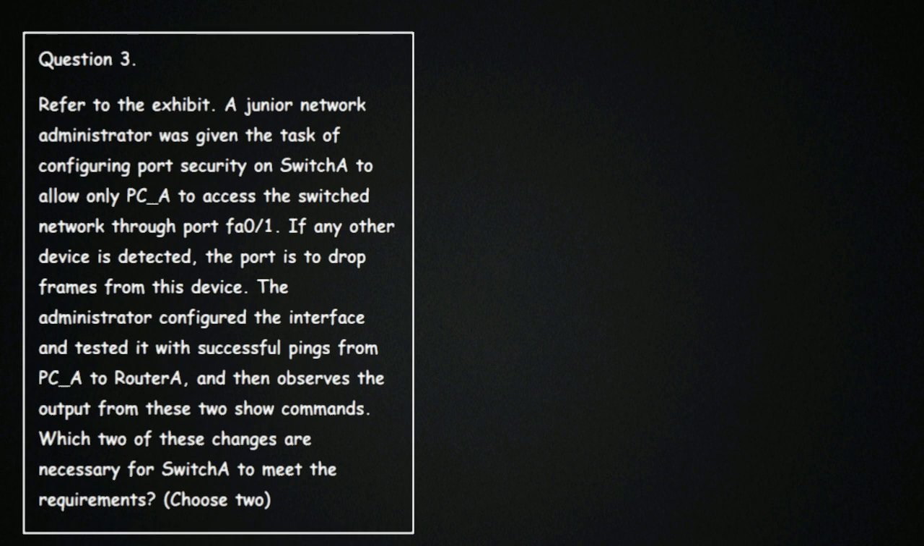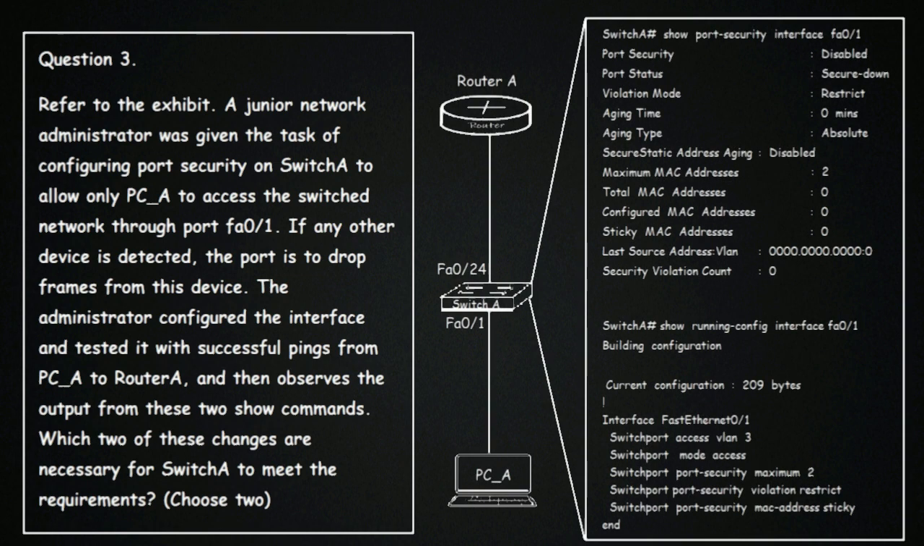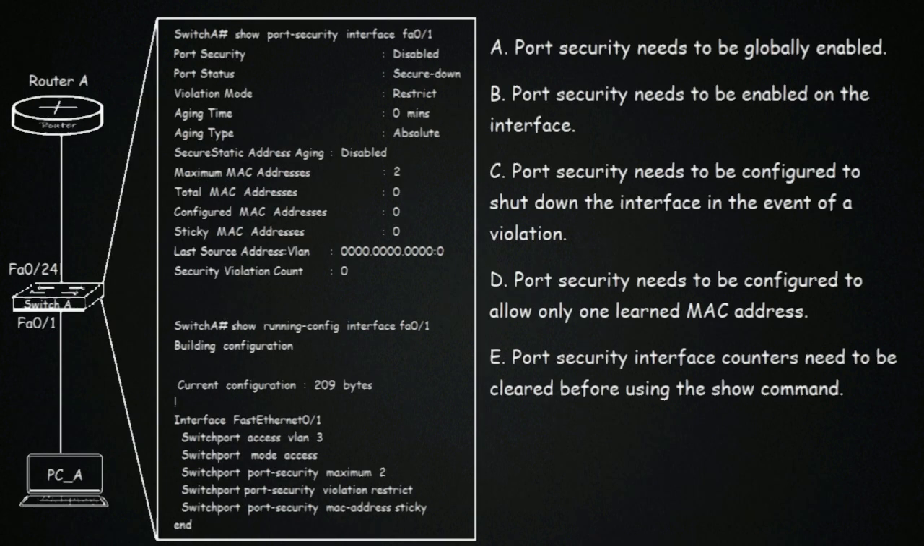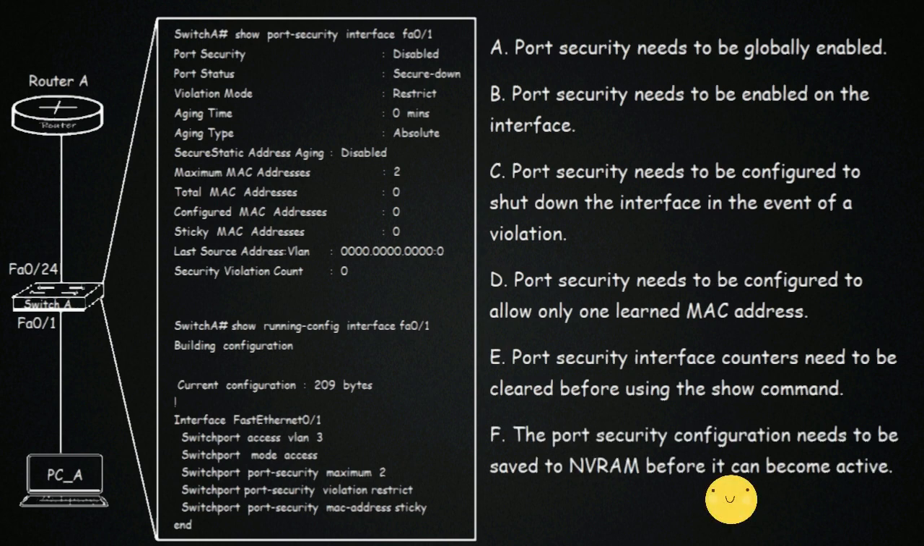Question 3. Refer to the exhibit. A junior network administrator was given the task of configuring port security on Switch A to allow only PC_A to access the switch network through port Fa. If any other device is detected, the port is to drop frames from this device. The administrator configured the interface and tested it with successful pings from PC_A to Router A, and then observes the output from these two show commands. Which two of these changes are necessary for Switch A to meet the requirements? Choose 2. Answer is BD.